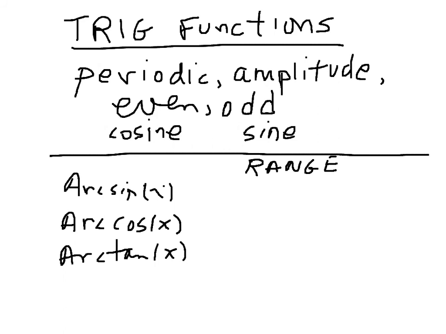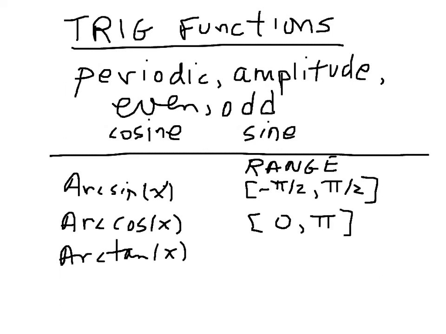When we look at the inverse trig functions, arcsine, arccos, arctan, the most important feature of them is to understand what the range of each is. And so for arcsine, we're minus pi over 2 to pi over 2. For arccosine, we're 0 to pi. And for arctan, minus pi over 2 to pi over 2, exclusive of the endpoints.